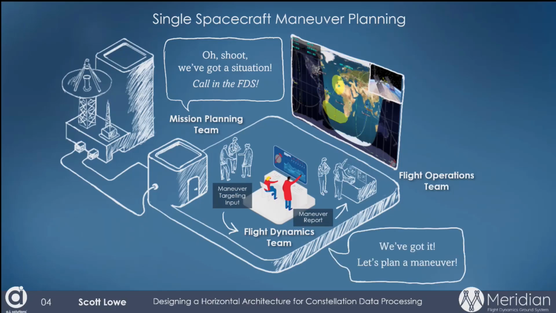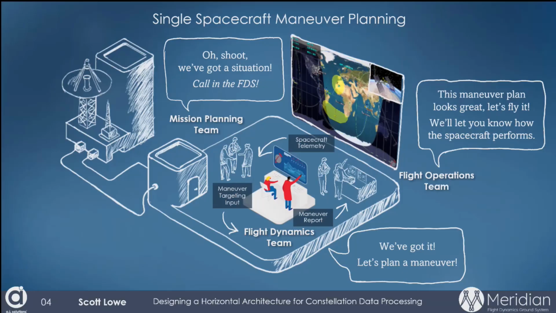So we'll generate that maneuver, and that'll turn into what we call a maneuver report that we hand to the flight operations team. That flight operations team will say, hey, this looks great, let's go ahead and fly it. And then as the spacecraft is flying that maneuver, we collect telemetry, and that gets fed back into the system so we can do some calibration, measure performance, and make sure that the maneuver was successful.